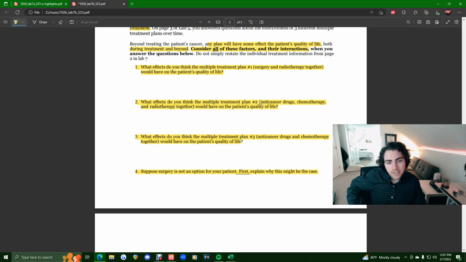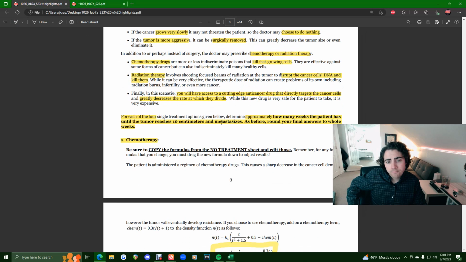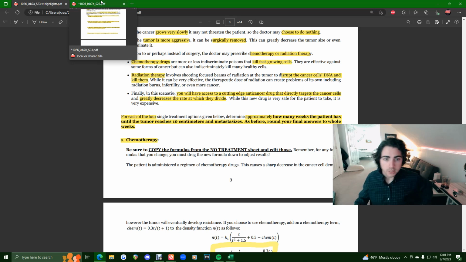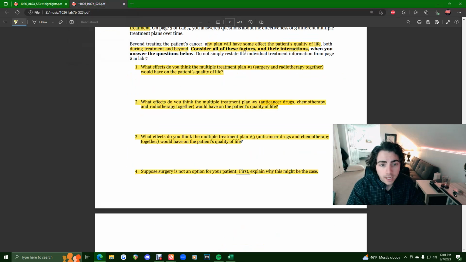So anti-cancer drugs, let's see what they say about that. It'll target the cancer cells, greatly decrease the rate at which they divide, which is amazing. It's very safe, but it's very expensive. So, quality of life, if they have the money for it, it could probably greatly increase your quality of life. It's very safe, they say, as opposed to other radiation things, but it's very expensive. So you might go broke, but you might be living better, unless you're combining it with chemotherapy and radiotherapy.